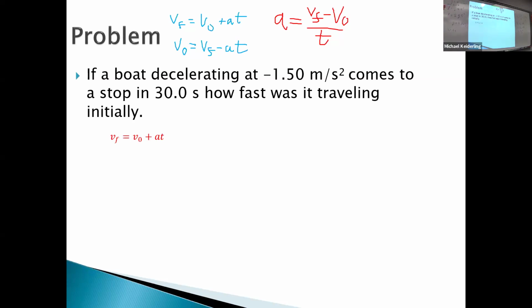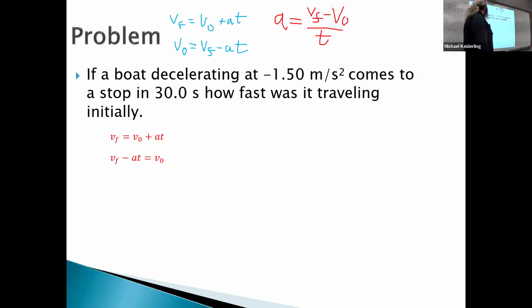So final velocity equals initial velocity plus acceleration times time. We subtract acceleration times time from both sides. We get final velocity minus acceleration times time is initial velocity. So we know our final velocity. We came to a stop. So our final velocity is 0.